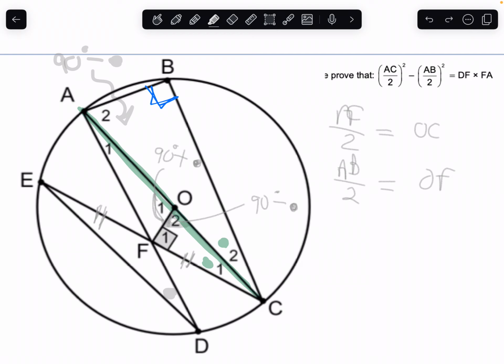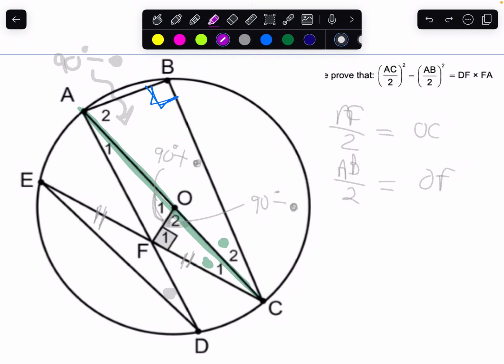But maybe we can show that they're similar. Let's see. And they are. Oh my goodness, they are similar. Because we know that these two are the same. These two will be the same because vertically opposite. And so therefore these two will be the same. And so we might be able to show that DF times FA is the same as FC times FC by setting up the proportions of the proportional sides. So let's see if we can do that. Okay, so this is unnecessary.